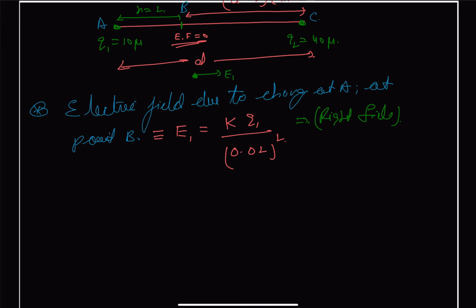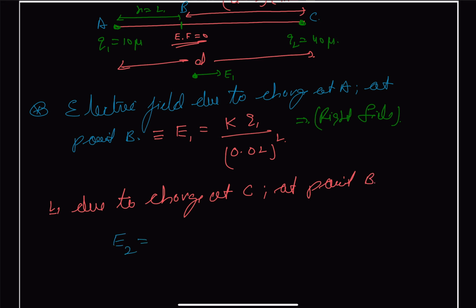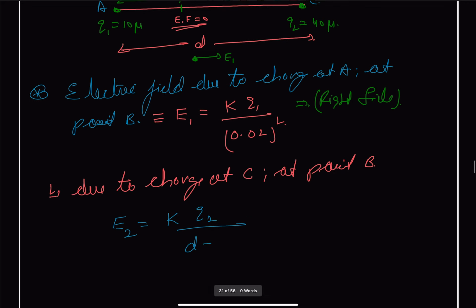Similarly, the electric field due to Q2, due to the charge at C, at point B, we can write the equation that our E2 will be equal to K Q2 divided by d minus 0.02 whole square.